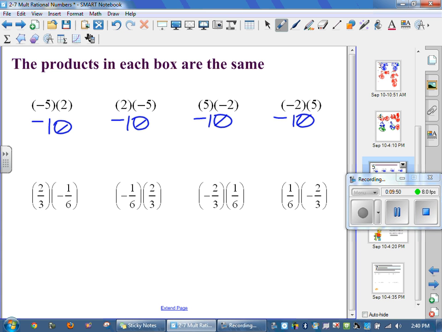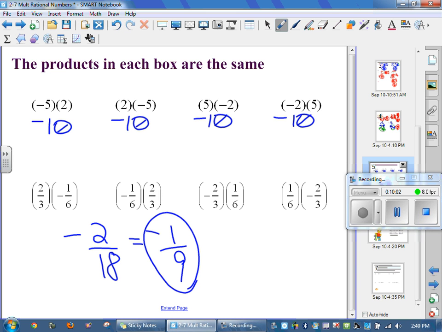Now, every single one of them is going to give us a negative 2 over 18, which reduces to negative 1 over 9. All 4 of them. Again, all it's showing us is that you can put the negative in different spots if you only have one of them, but you still get the same answer. Let's take a look at some decimals.